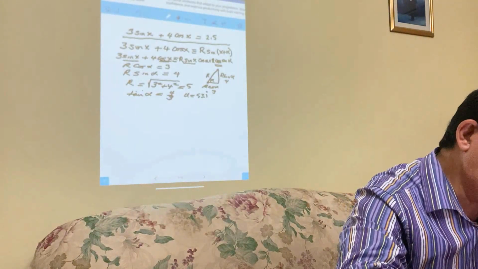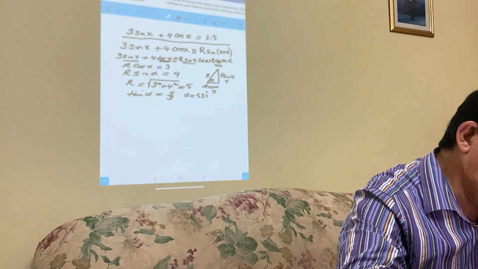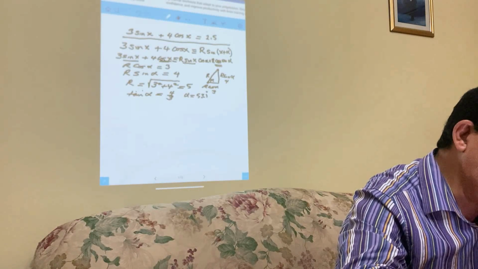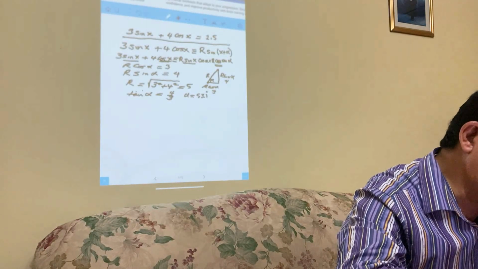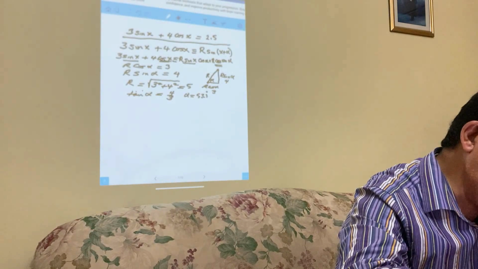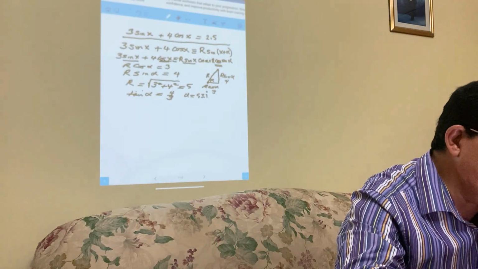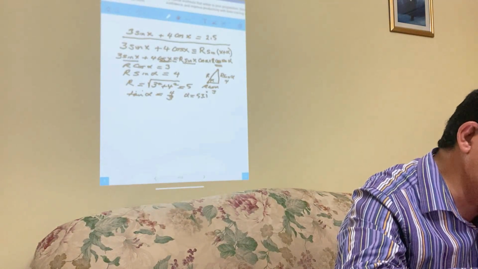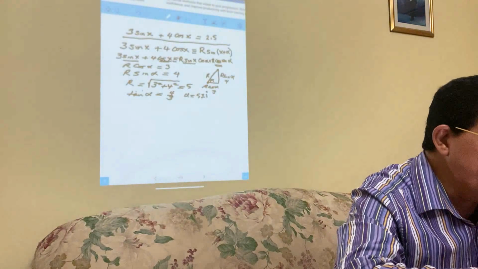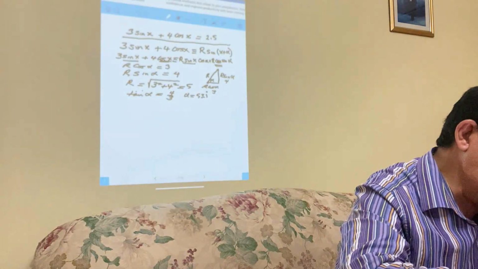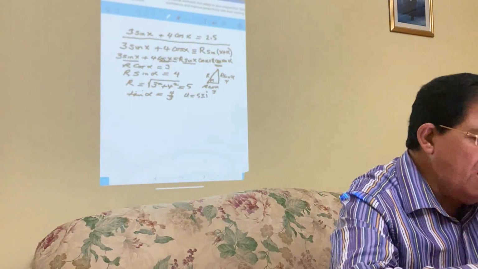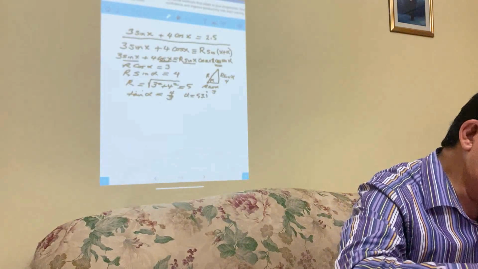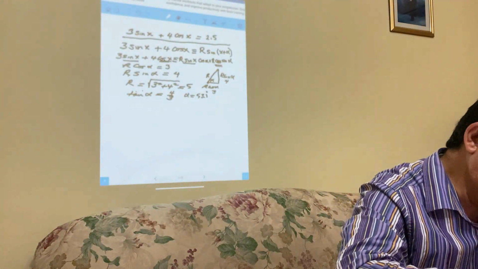R and alpha can be found from now on without using this triangle, and I show you later how. R straight away is this number square plus that number square under the root. And the tan alpha is the term containing sine over the term containing cosine, as if you divide this by this. The r will cancel with the r, so we get tan alpha equal 4 over 3.